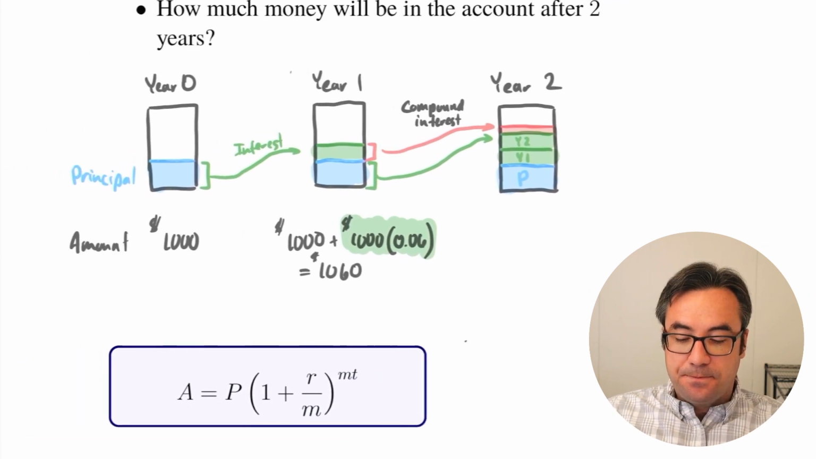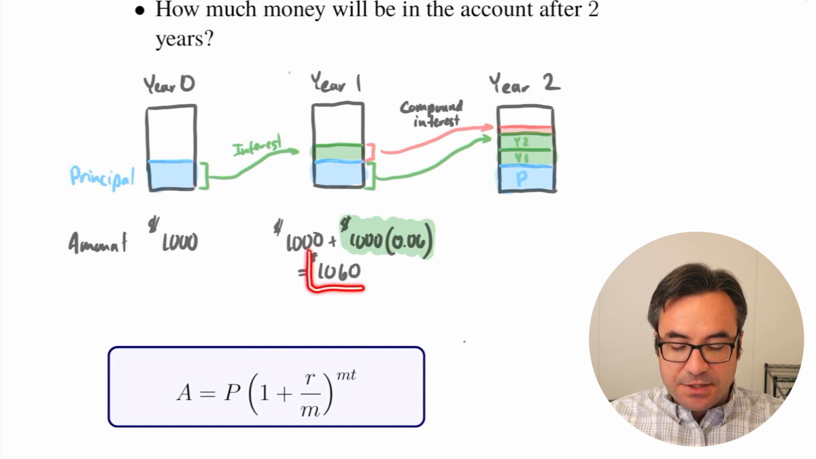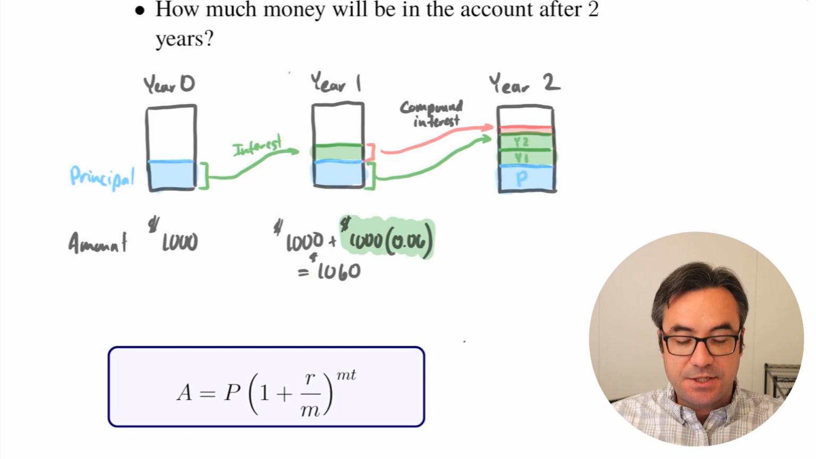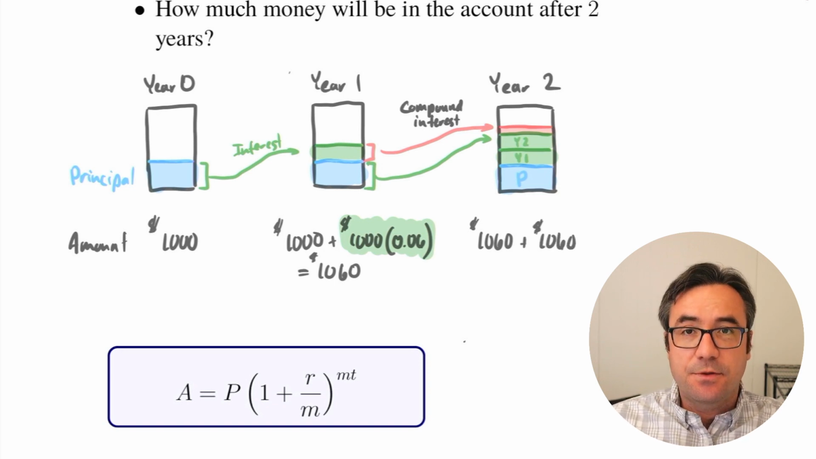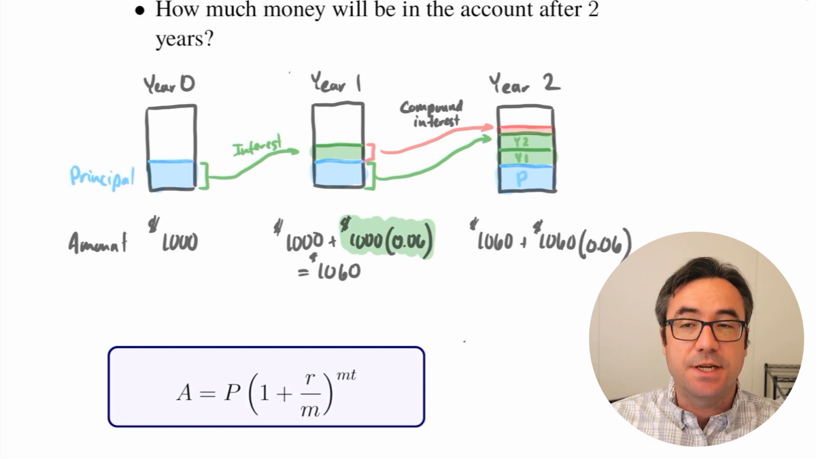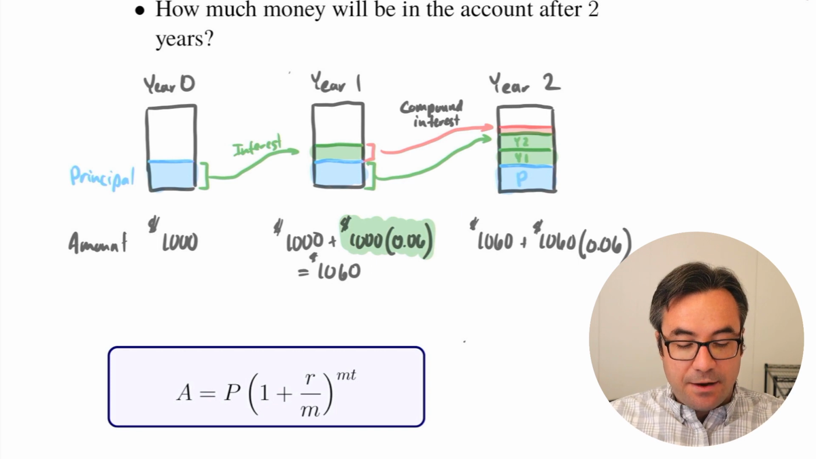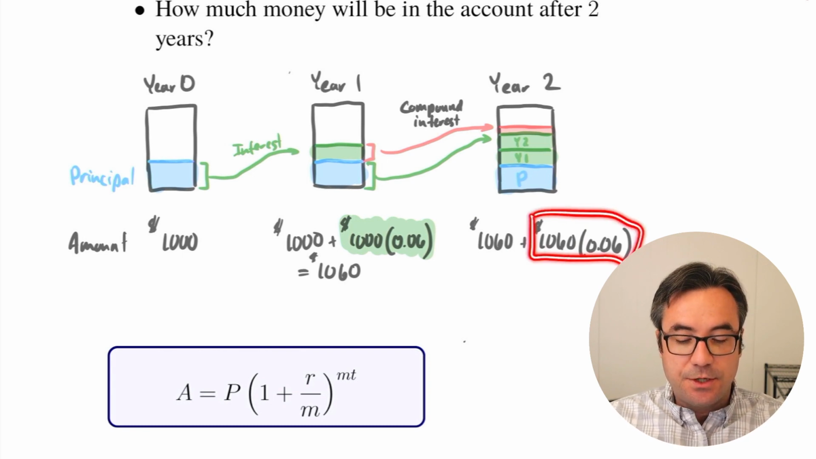All right, so let's figure out how much we're going to have in year 2. What's our account balance in year 2? Well, we take our previous account balance, which was this 1,060, and again, the bank recognizes that we had that deposited for the full year, and then it multiplies by 6%, or 0.06. So we have the money that was there, and then the bank gives us 6% of what was there. And so this is our year 2 interest that we get.